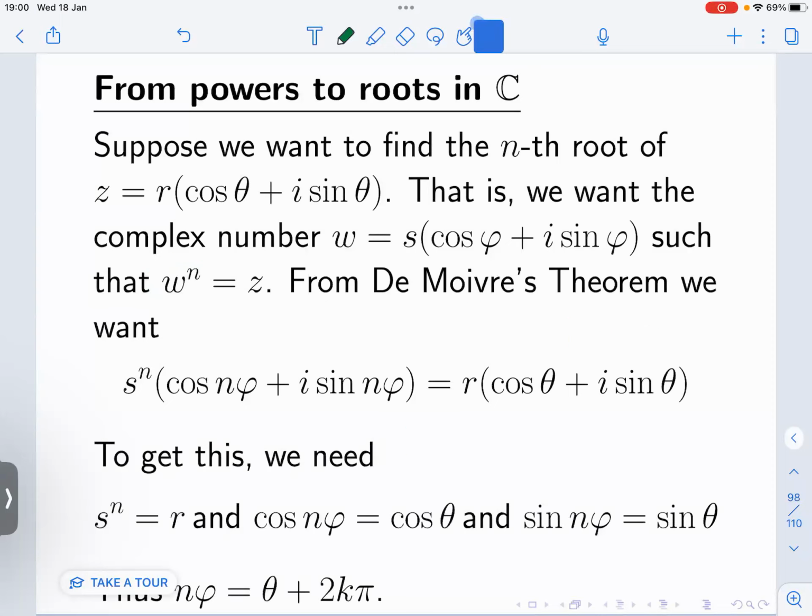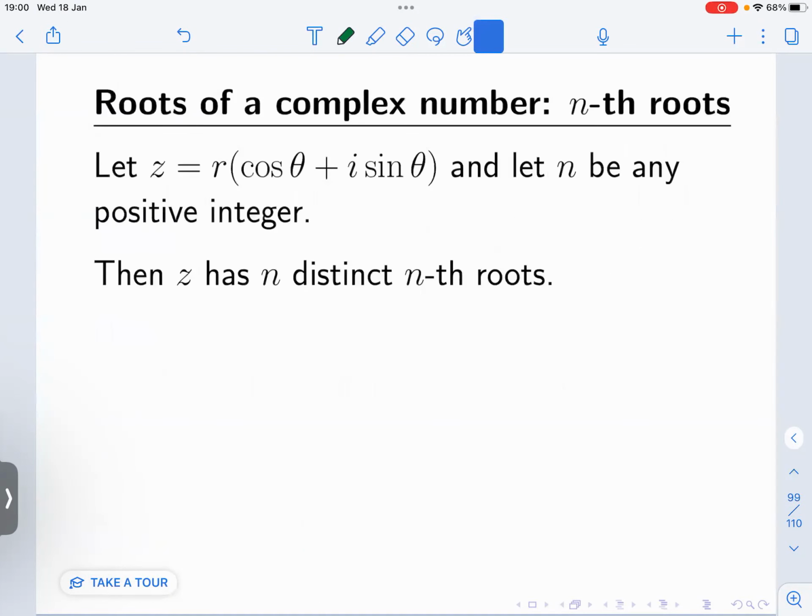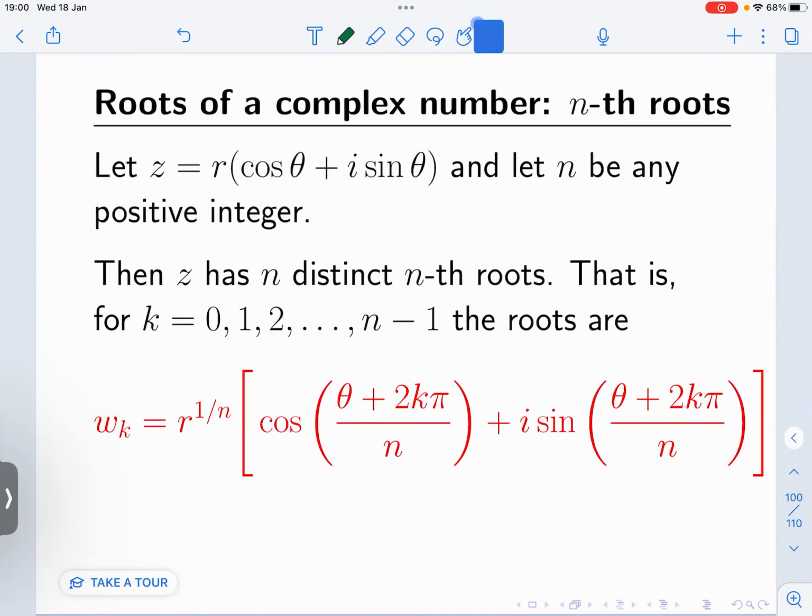To equate the two complex numbers, since they are the same, they should have the same modulus. That means s to the power n must be equal to r, and cos n psi is equal to cos theta, which means that n psi is equal to theta. But since the argument is not unique, you can add 2k pi, then this is equal to that. That means that from there, we should be able to derive the formula for the complex roots.